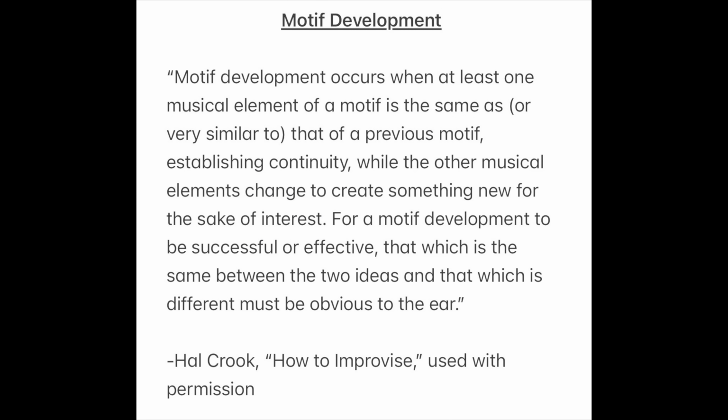Additionally, motif development occurs when at least one musical element is the same as or very similar to that of a previous motif, establishing continuity, while the other musical elements change to create something new for the sake of interest. For a motif development to be successful or effective, that which is the same between the two ideas and that which is different must be obvious to the ear. Hal Crook, How to Improvise, used with permission.